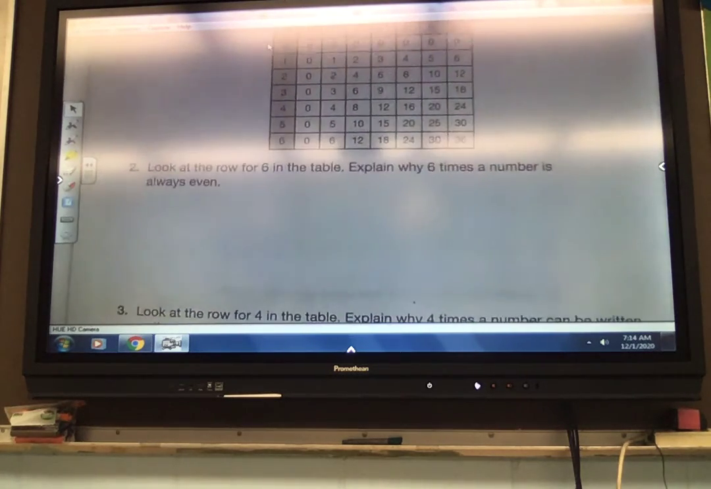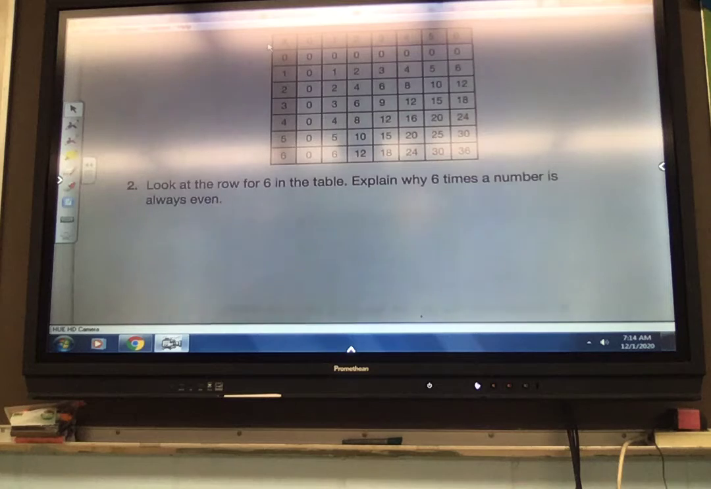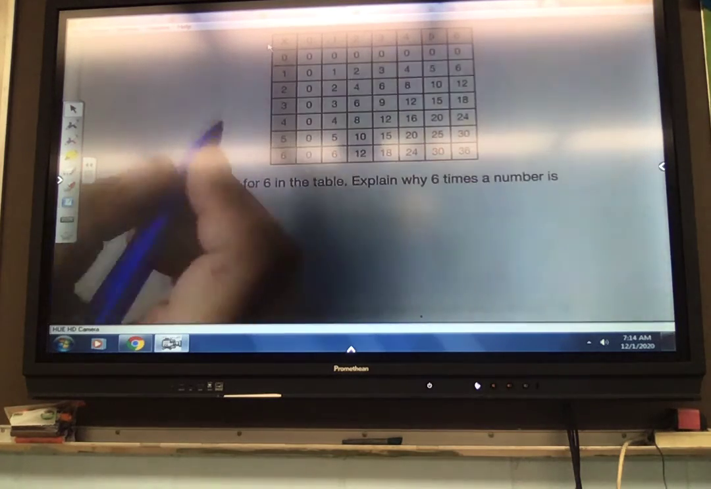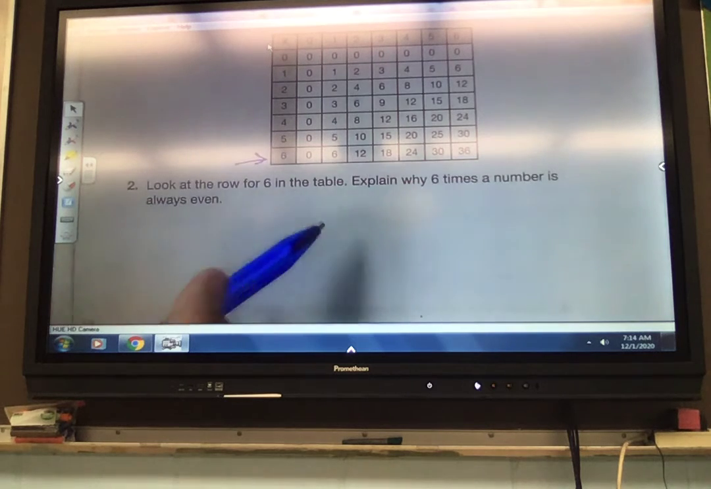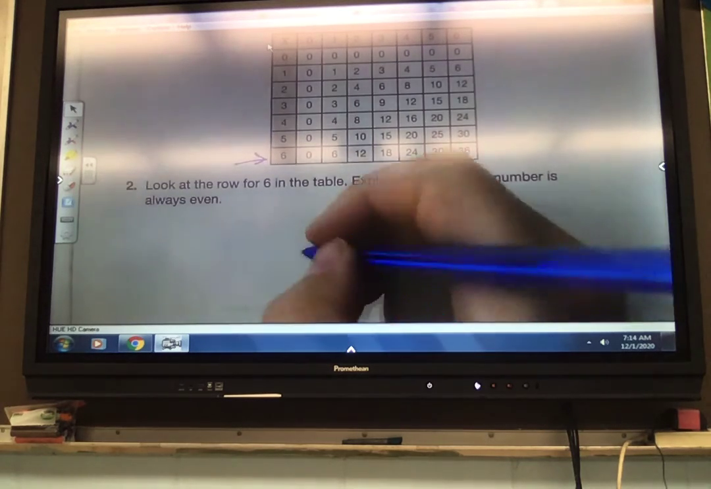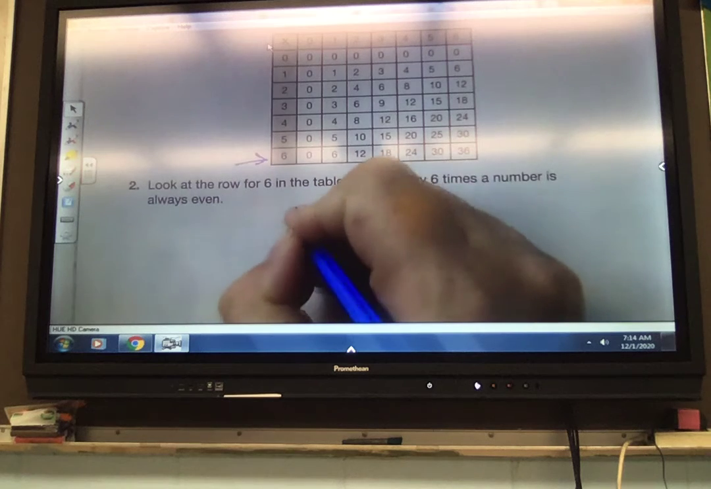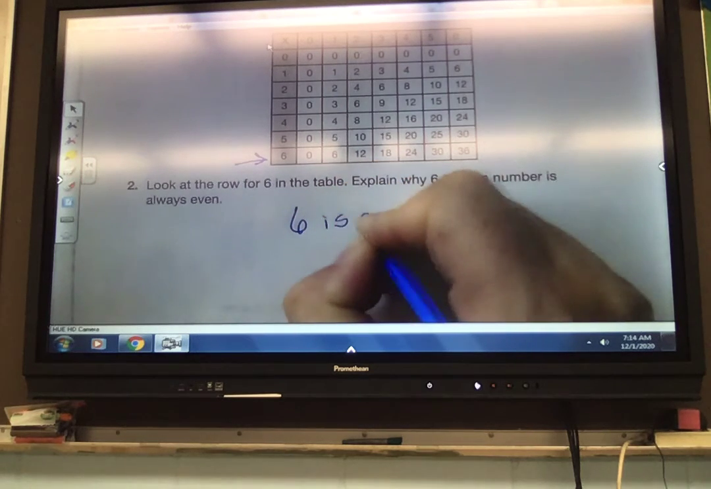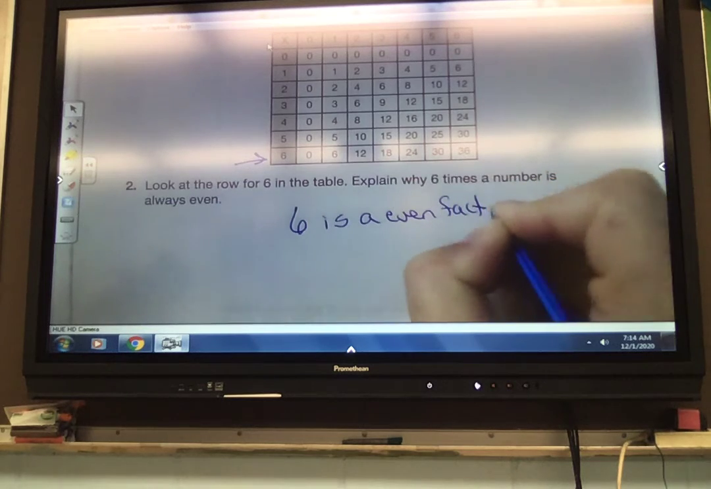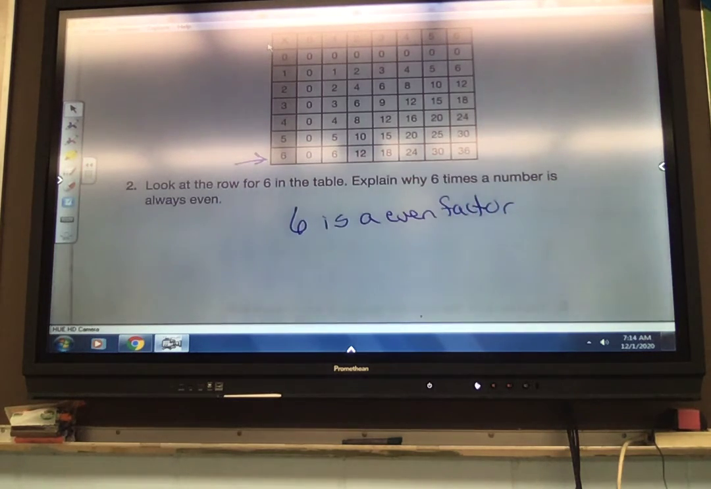Down at the bottom, this is a multiplication table. They're just wanting you to look for patterns in here. It asks you to look for the row 6. Here's the row 6. In row 6, you're looking to see what's happening to those numbers and why 6 times a number is always even. Well, the reason it's always even is because 6 is an even factor. Even factors always give you even numbers.